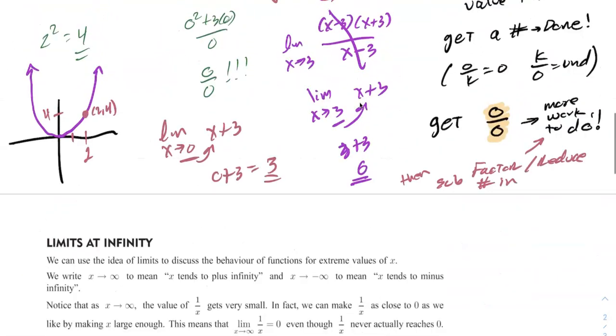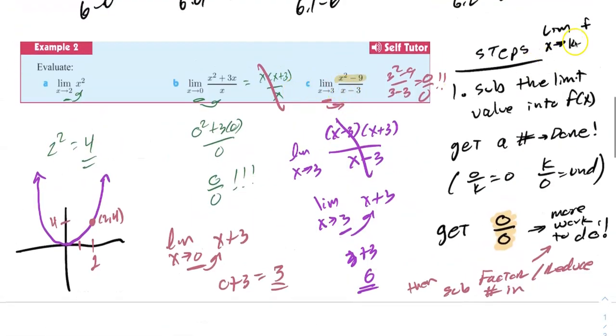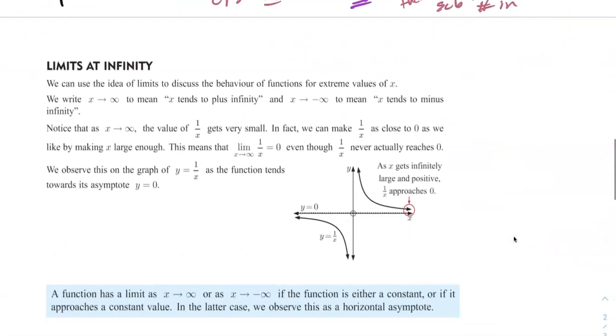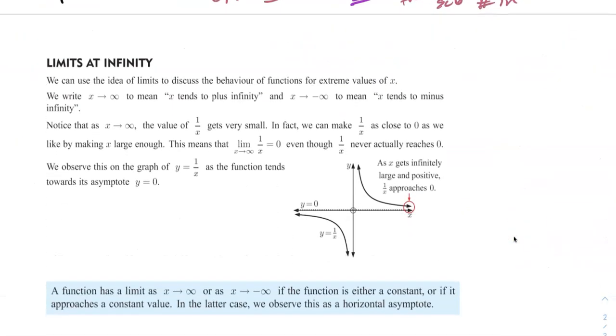Okay. So that's how you do a limit with the value. So if you're taking a limit at a constant like 2, 0, or 3, that's all you do. Substitute it in. If it works, you're done. If you get 0 over 0, you have more work to do, which in this case means factor. Now, limits at infinity are slightly different. So we handle these a different way.